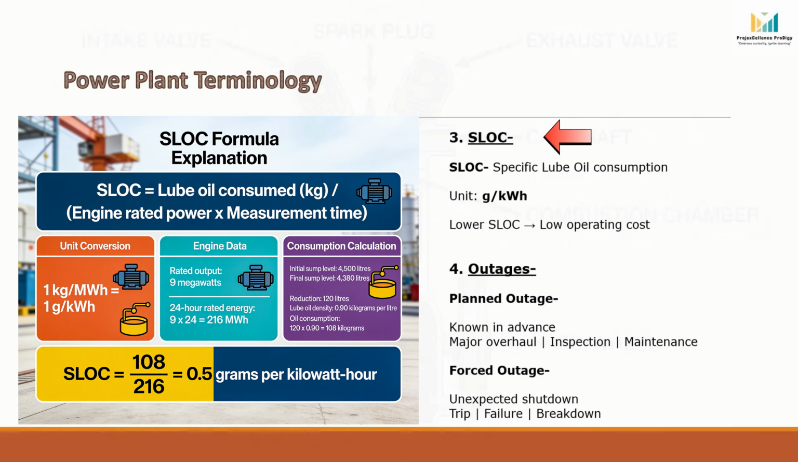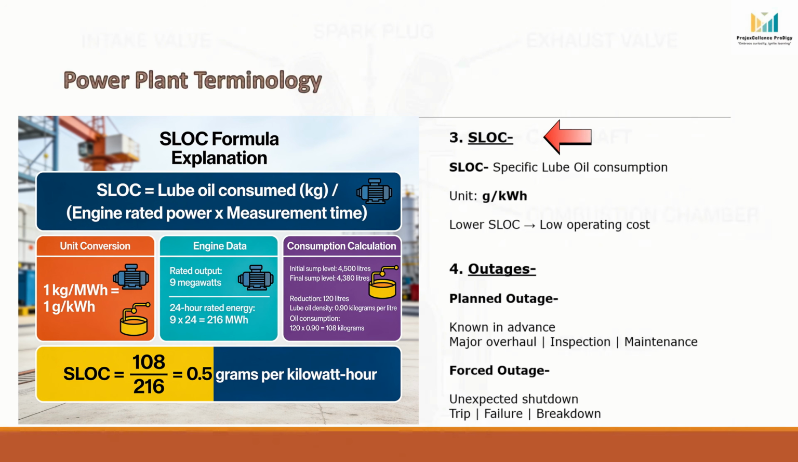Next step, we check oil consumed in these 24 hours. We take the initial and final readings of lube oil sump level under the same engine and temperature conditions. After that, these readings are converted into liters using the sump calibration chart. For example, if the initial sump quantity is 4,500 liters and after 24 hours it is 4,380 liters, the reduction is 120 liters. Suppose the lube oil density is 0.9 kg per liter. With this, we can calculate the oil consumption in kg, which comes to 108 kilograms.